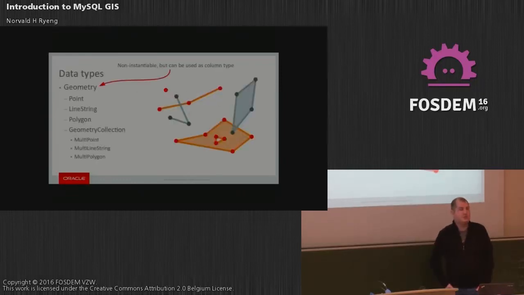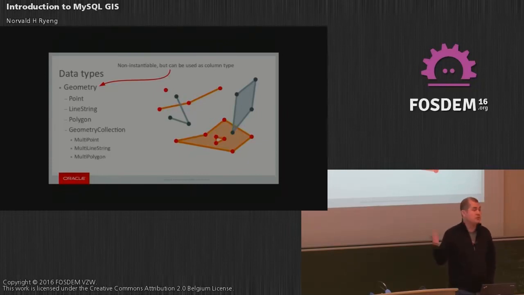So we support the simple data types from OGC Simple Features, the basic ones. These are eight types. It's a hierarchy. So you have a geometry type. It's not instantiable, but it's nice as a column type where you can store all the other subtypes. The three basic types are points, line strings, and polygons. I'm going to go through all of these very quickly in the next slides. And we have collection types: a generic collection and collections that are type specific.